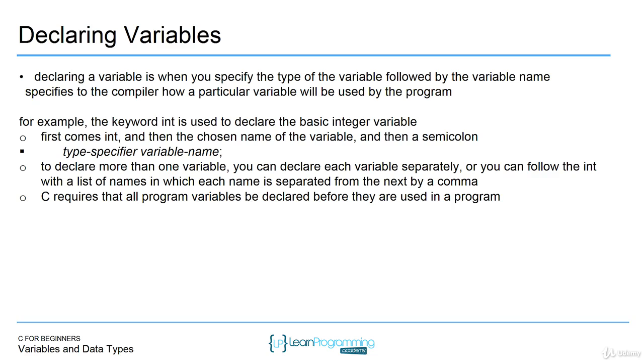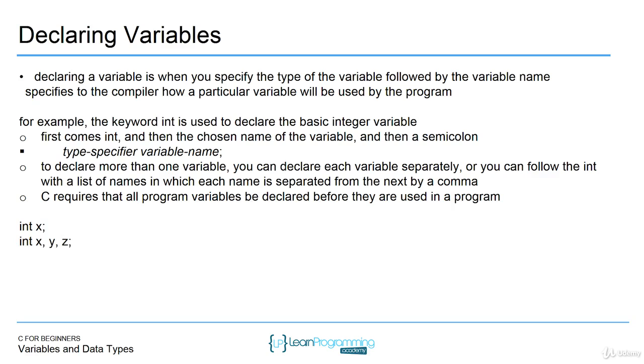And C requires you to specify that all program variables be declared before they're used. So declaration is basically just telling your program, this is what I have. It's not telling it how you're using it. It's just saying, this is what I have in my program. I have a variable named x of type int. I have a variable that's going to store a decimal number, things like that. So here's an example. We have the type of the data, which is int, and then the variable name, and here it's just x, and then we have a semicolon.